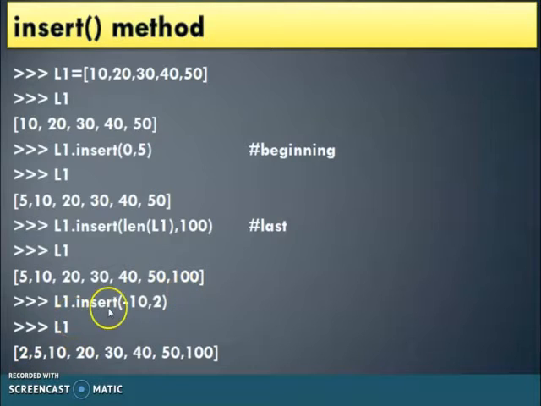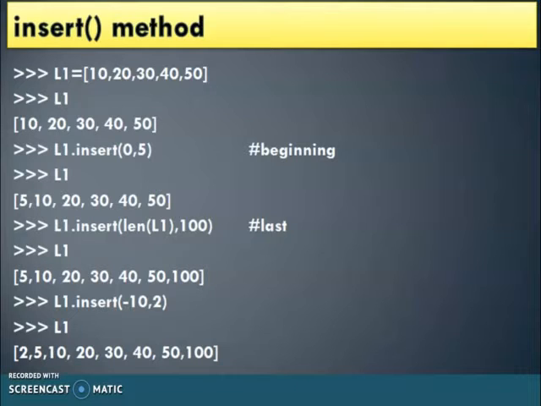Then L1 dot insert(-10, 2). See, minus 10 is beyond our limit. So this 2 will be added at the beginning of the list. See here minus 1, minus 2, minus 3, minus 4, minus 5, minus 6, minus 7 and minus 8. So the last element index number is minus 8.